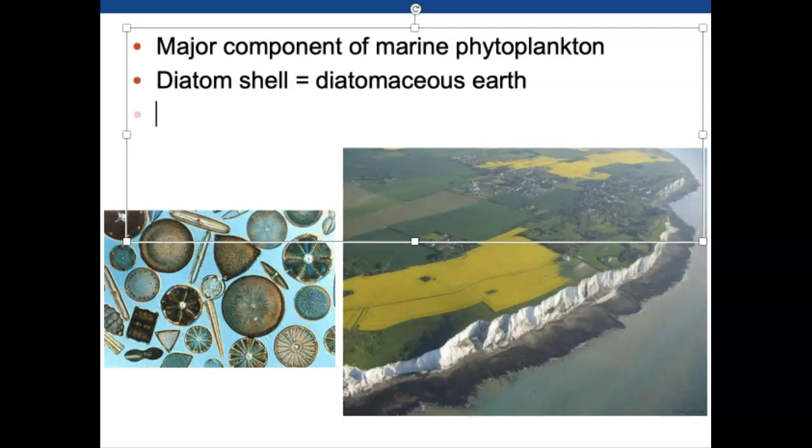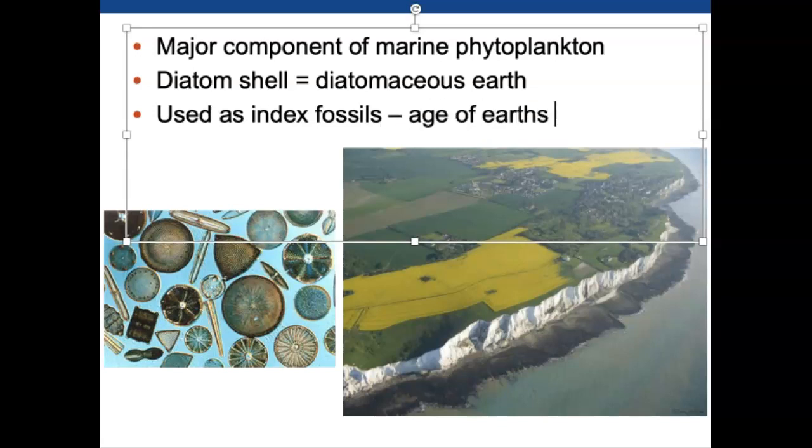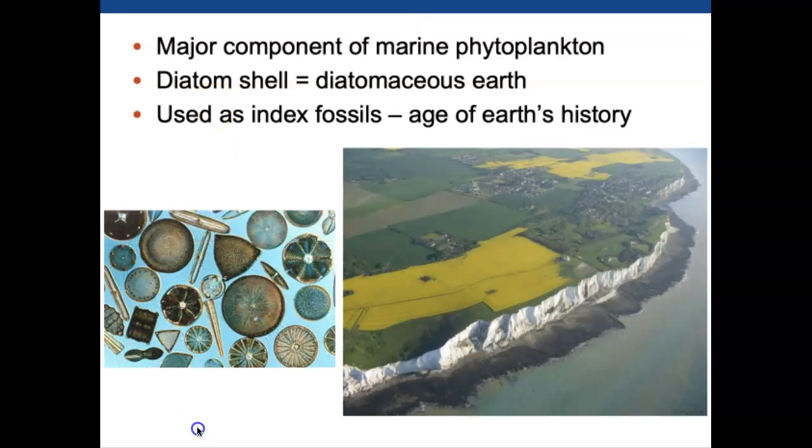We also can use diatoms as index fossils, meaning they tell us a history or age of the Earth's history. So if you see accumulations of diatoms, you can say, oh, this part of the ocean is this many hundreds of millions of years old. These don't accumulate quickly. It takes time for diatoms to build up in any substantial numbers.